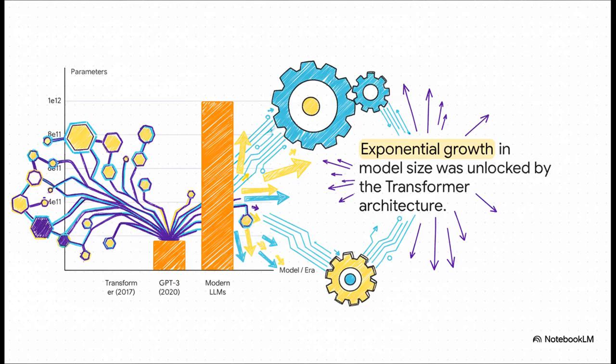And just look at the scale we're talking about here. The numbers are mind-boggling. The original transformer model had about 65 million parameters. GPT-3, just 3 years later, jumped to 175 billion. Today, the biggest models are cruising past 1 trillion parameters. That kind of exponential growth is a direct result of the transformer's scalable, parallel design.